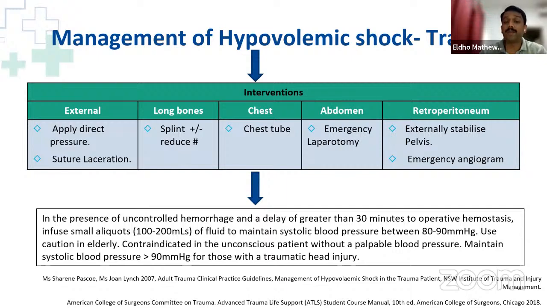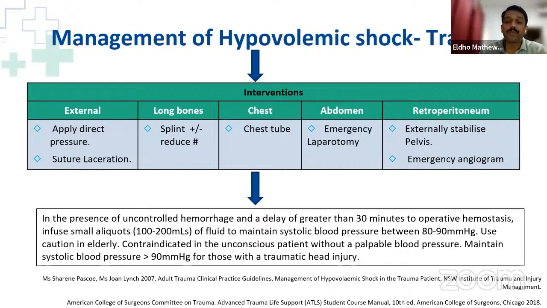If there is any hemothorax, we can insert a chest tube and relieve the blood as well as the air from the chest. For any abdominal laceration or internal bleeding, we can do an immediate laparotomy. For the retroperitoneum, we can stabilize the pelvis and do an emergency angiogram. And in case of uncontrolled hemorrhage, we can give aliquots of blood and fluids.